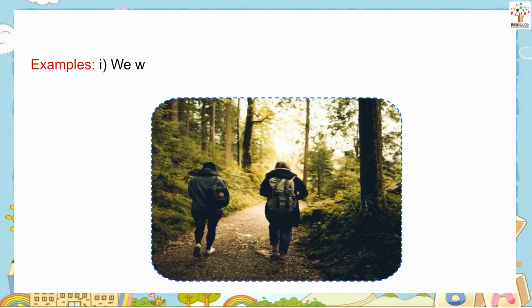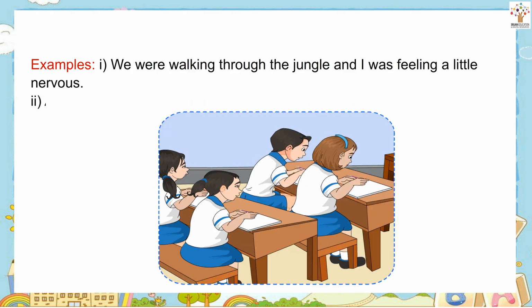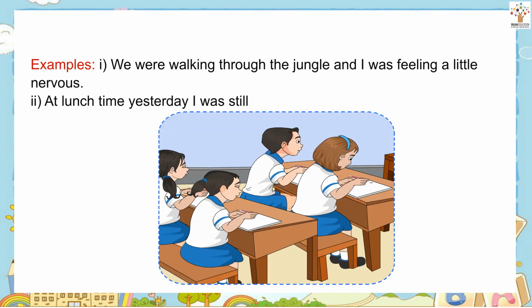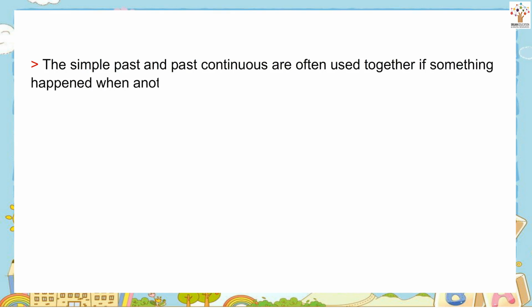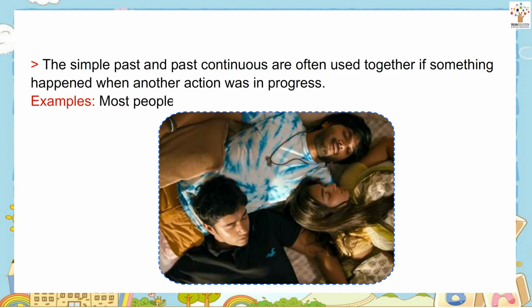Examples. We were walking through the jungle and I was feeling a little nervous. At lunchtime yesterday, I was still working on my project. The simple past and past continuous are often used together if something happened when another action was in progress. Examples. Most people were sleeping when the earthquake struck.